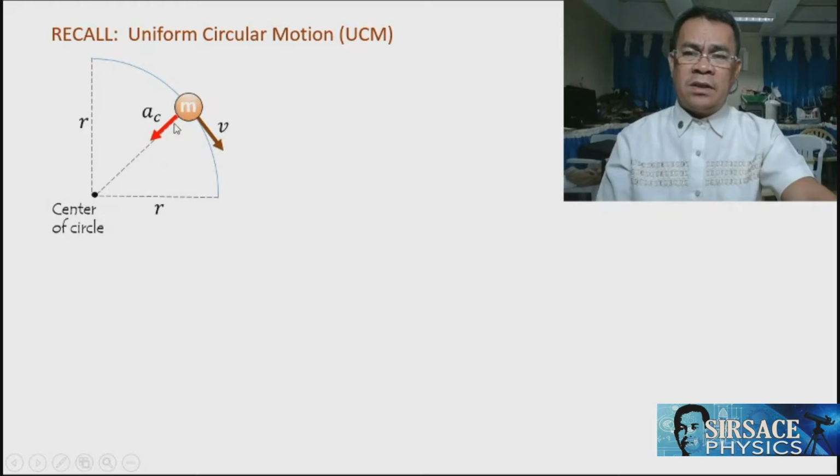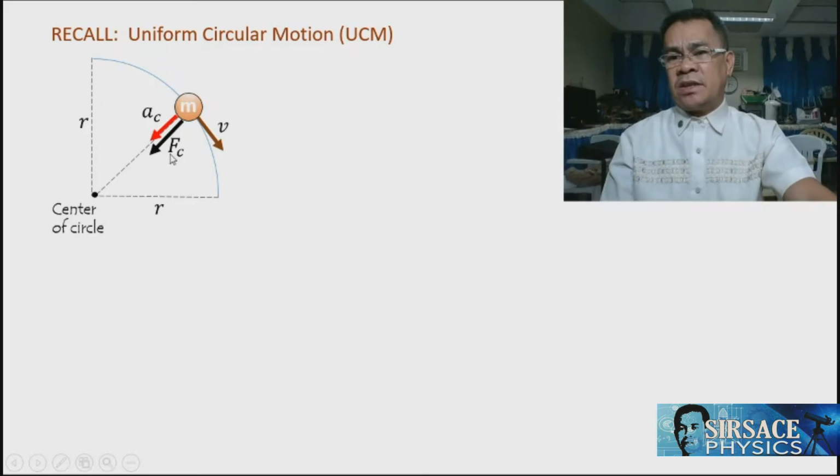So this object, this mass, while moving around a circle, will tend to move towards the center of the circle. That's why we call this centripetal or radial acceleration, which means that this object accelerates towards the center of the circle. Now Newton says that if we have the acceleration, then there must be an unbalanced force. And that unbalanced force is called the centripetal force.